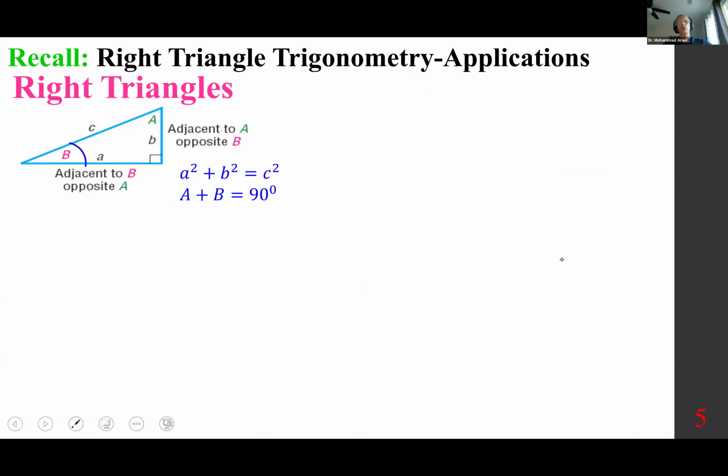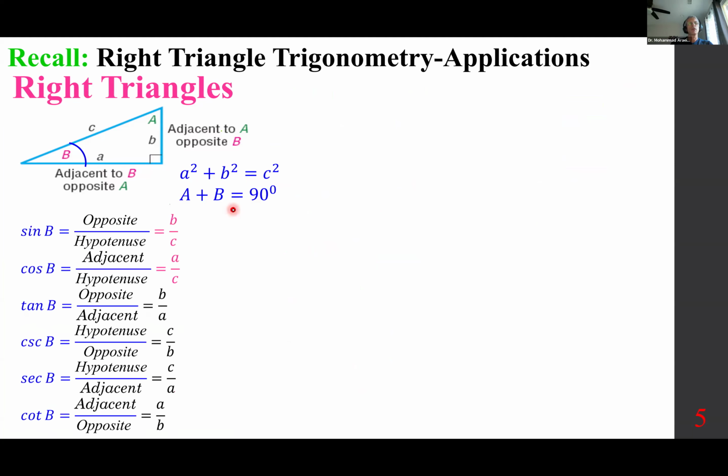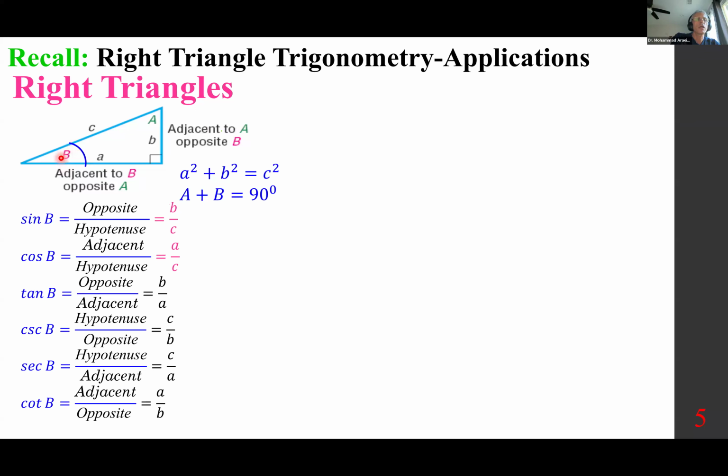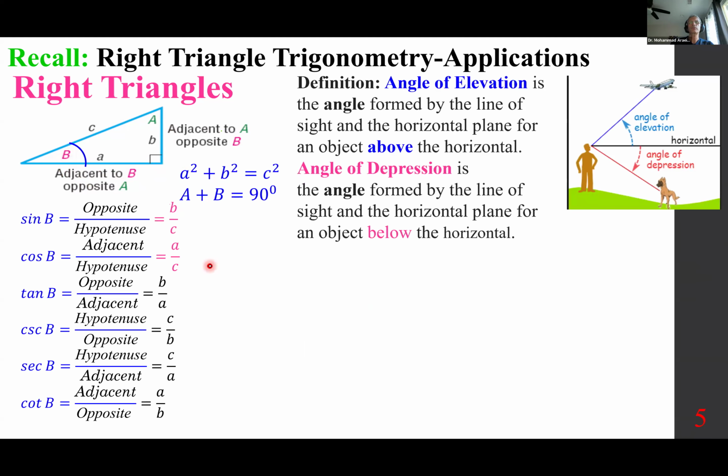So when we discuss the right triangle, in this case, a squared plus b squared equals c squared, and a plus b equals 90 degrees. For sine b, the opposite is b, the adjacent is a, and the hypotenuse is c, so b over c by definition. Cosine would be a over c, and the rest of them follow. Angle of elevation, quickly reminding you, is the angle formed by the line of sight and the horizontal plane for an object above the horizontal.